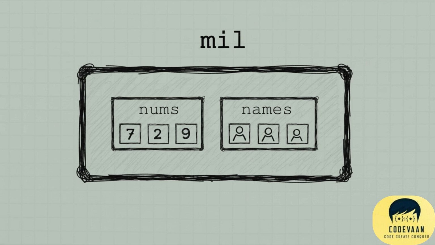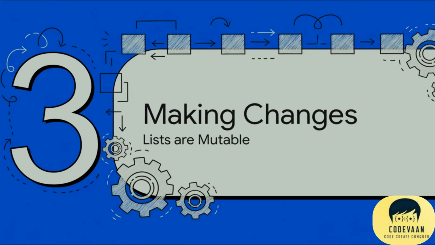So for example, the mill list you see on the screen is actually holding 2 other lists inside of it, one full of numbers and another full of names. This opens up a whole universe of possibilities for creating complex structures, perfect for things like a chessboard, spreadsheet data, you name it.